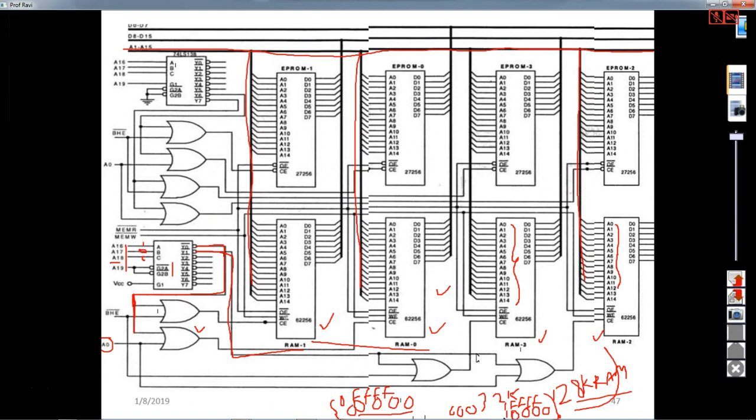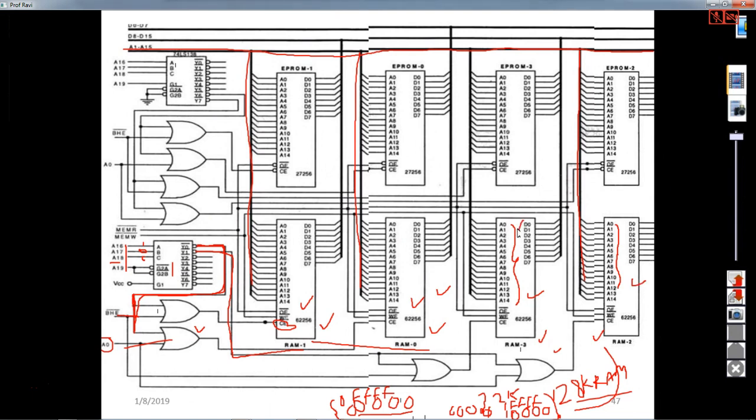So when Y1 is selected, this particular line is given to A0 and BHE bar for this particular chip selection. So this decoder, with BHE and A0, is selecting RAM 0 and RAM 1 when it is Y0. And when it is Y1, that is 10000 to 1FFFF, this 1 would be A16, rest all 0. So when Y1 is selected, these RAM locations are going to be selected. Is it all right? Yeah.